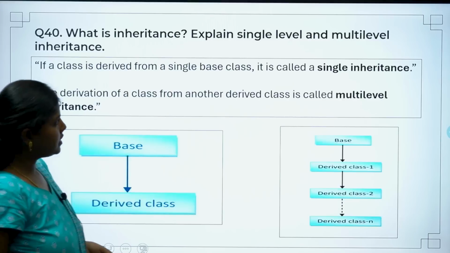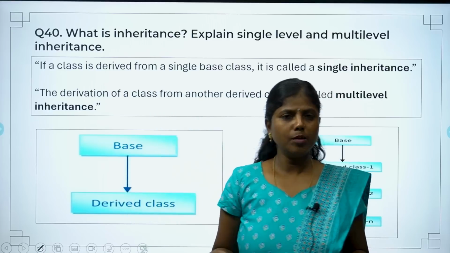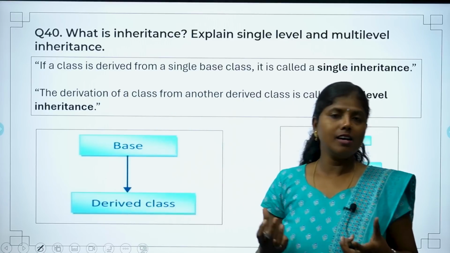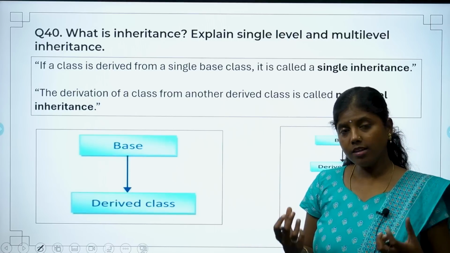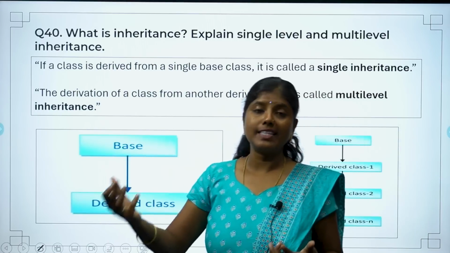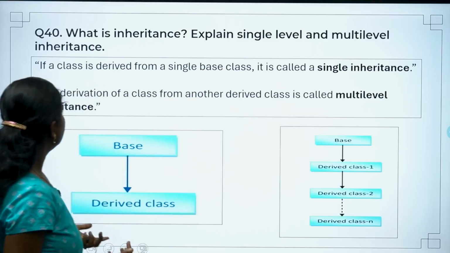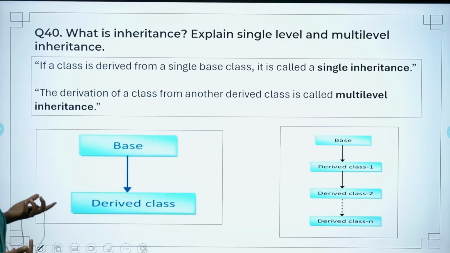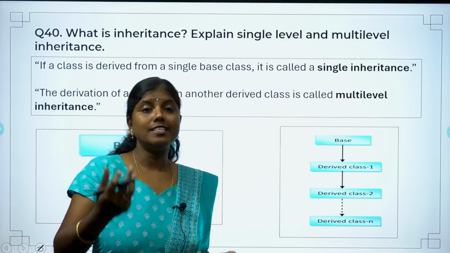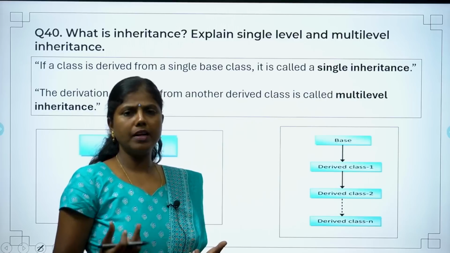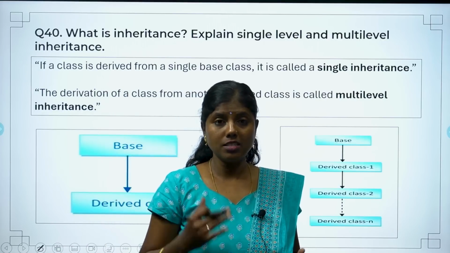So what is inheritance? Inheritance is basically a mechanism, a process by which one class acquires the properties of another class. A derived class acquires the properties of the base class. Is the point clear? The existing class is also known as parent class, base class, or superclass. The derived class is also known as child class or subclass.